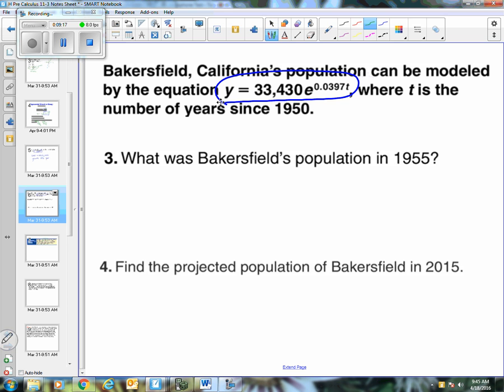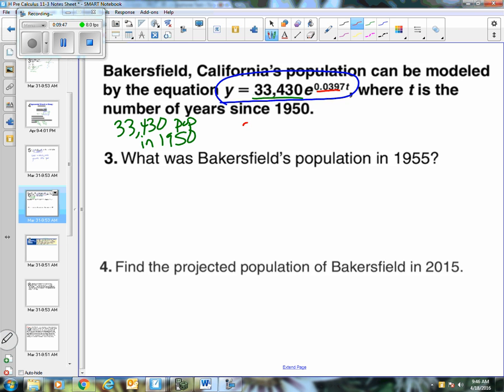So this is a place in California, Bakersfield, California, that back in 1950 did this projection model to model the growth of their population. So tell me, based on that equation, what the population was in 1950. Well, it would have been 33,430 in 1950 because that's my starting value. They say years since 1950, that's my y0. Okay, tell me what's happening to the population. What do you know?